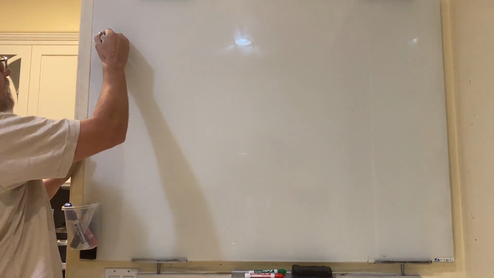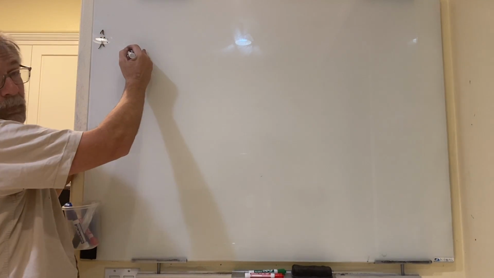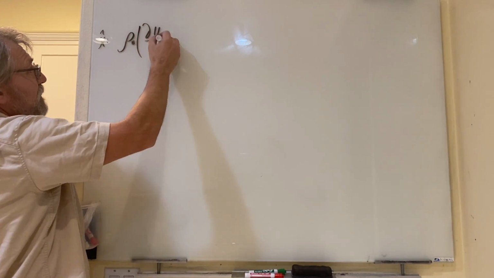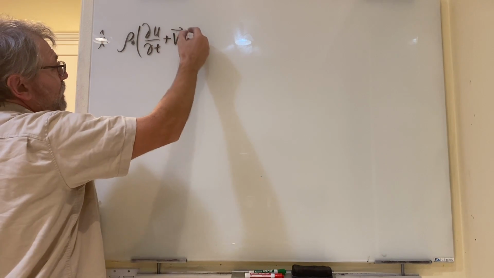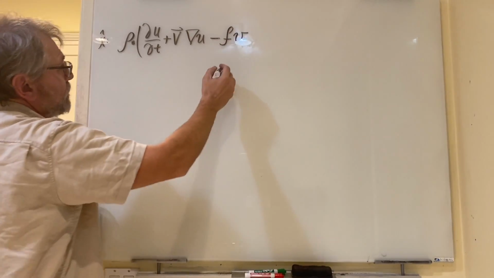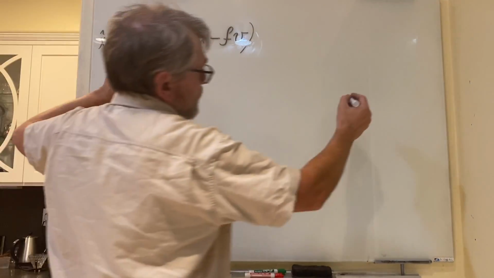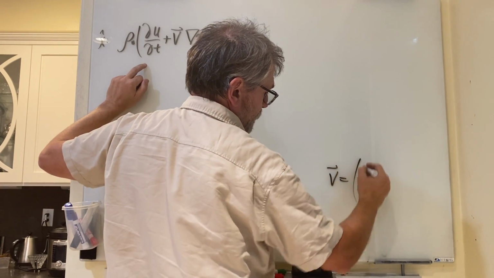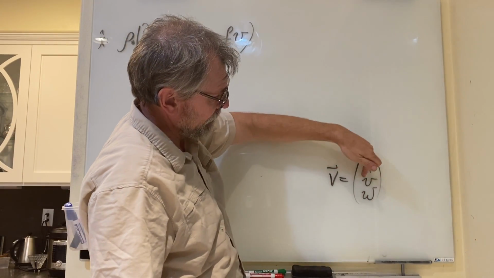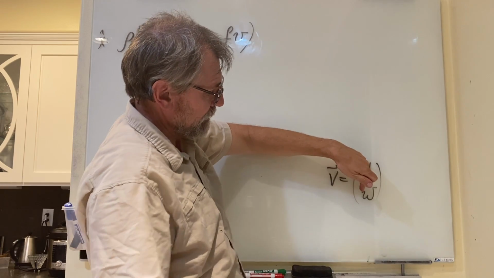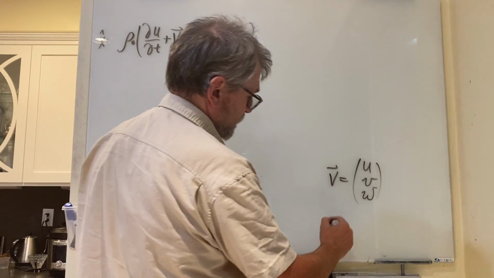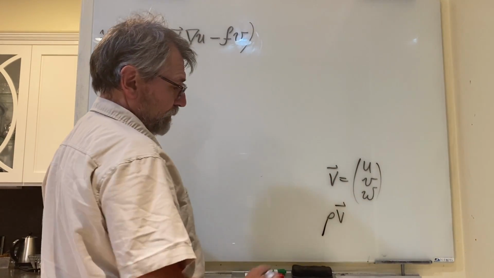So the x momentum equation is what I said, mass times acceleration per unit volume, so rho naught times the acceleration, which is du dt, plus v vector dot grad u, minus f times v. All right, so what are all these u's and v's? The velocity vector v is u, v, and w. So u is the x component of velocity, v the y component, and w the z component. Z points upwards, v points northwards, and u eastward. So the momentum is just rho times v, momentum per unit volume.